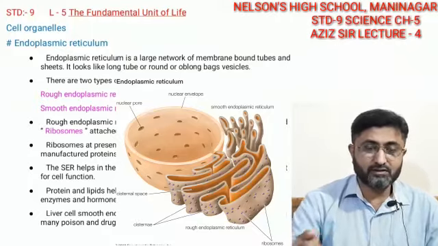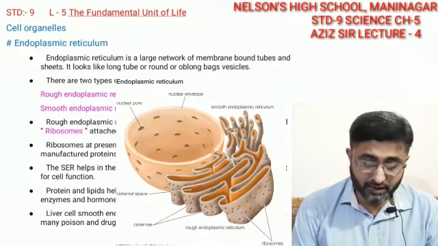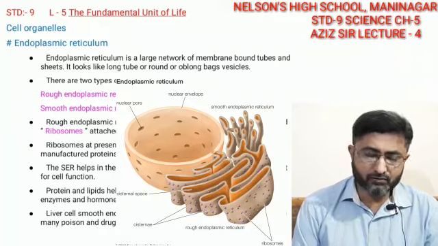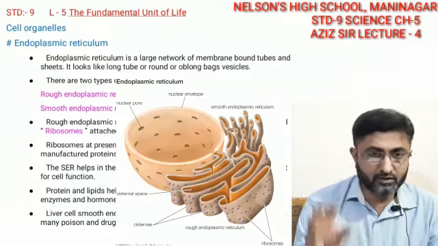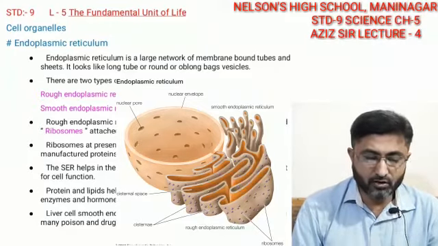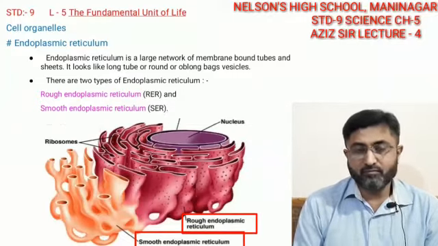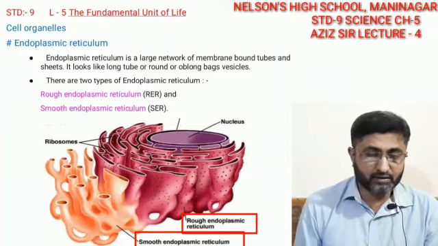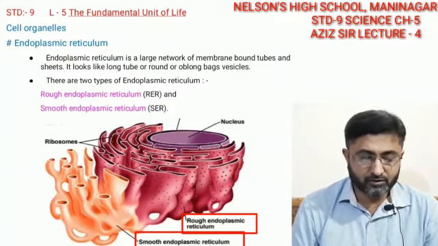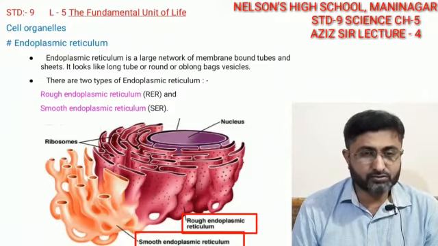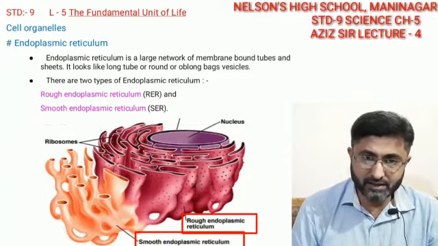They are sacs, in Hindi we say thela. It's a sac-like structure and a large network of membrane, and it is of great importance. You can see long tubular sheets and round ball-like structures also, the oblong vesicles. There are basically two types of endoplasmic reticulum. One is called rough endoplasmic reticulum, RER in short, and the second one is smooth endoplasmic reticulum, in abbreviation SER.